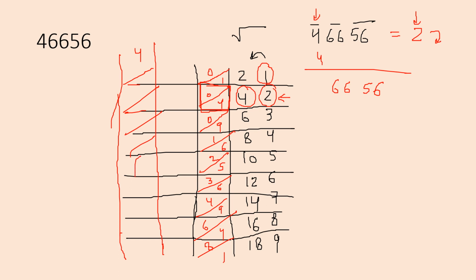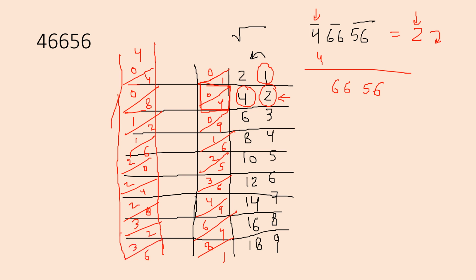Just bear with me. So we have here 4 ones are 4, 4 twos are 8, 4 threes are 12, 4 fours are 16, 4 fives are 20, 4 sixes are 24, then 28, then we have 32 and 36, right?